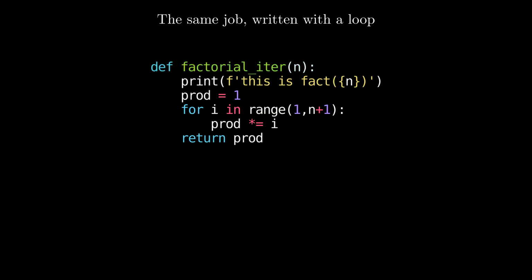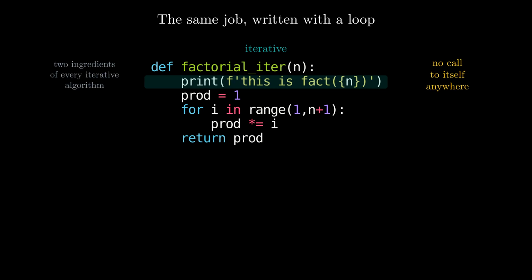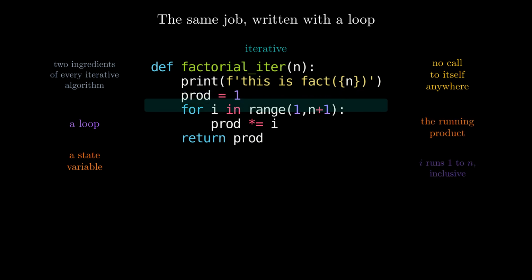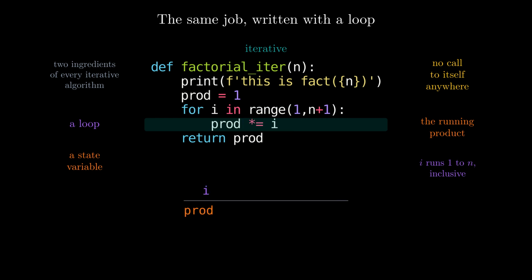With a little thought, the same job is easy to write iteratively. This version, the iterative one, prints the same opening message once, then never calls itself. No recursion at all. Instead, it has the 2 ingredients of every iterative algorithm, a loop and a state variable. The state variable prod starts at 1 and keeps track of the answer of interest, the running product. The loop variable i runs from 1 up to and including n, and each pass multiplies prod by i.